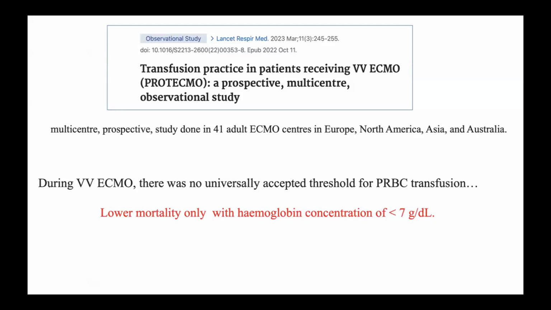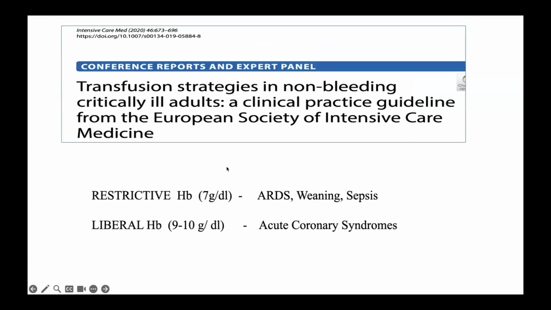So this is a very important study called the PROTECT-MO, transfusion practice in patients on VV-ECMO. This was a prospective multi-center observational study from 41 adult ECMO centers in Europe, North America, Asia, and Australia. And what did they find? That during VV-ECMO, there was no universally accepted threshold for PRBC, but lower mortality only with a hemoglobin concentration of less than 7.